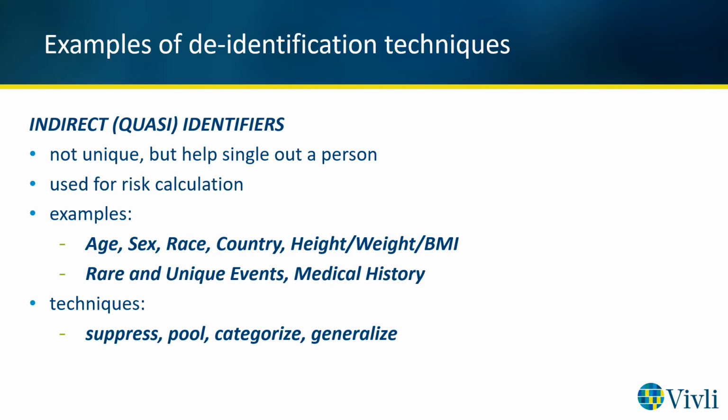To reduce the risk of re-identification, these values may sometimes need to be suppressed. Infrequent values can also be pooled into bigger categories. Information can also be generalized. For example, age can be replaced with an age group, country can be replaced with region or continent, preferred term can be replaced with a system organ class term.